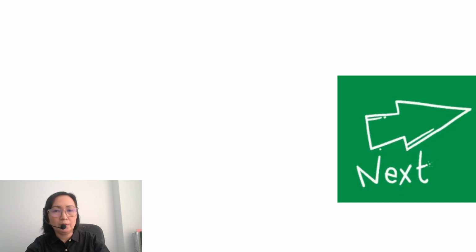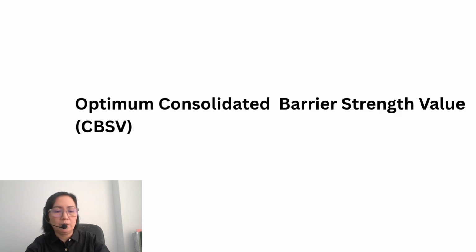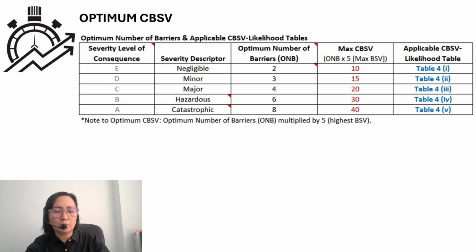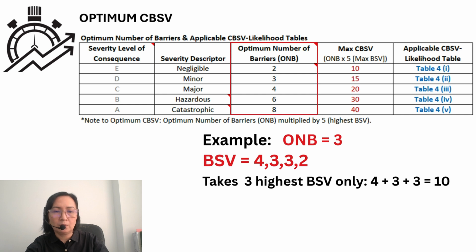Next, we talk about Optimum Consolidated Barrier Strength Value, CBSV. This is used when the number of barriers exceeds the recommended or optimum number of barriers, ONB, for a given risk level, from the optimum number of barriers and applicable CBSV likelihood tables. To calculate this, select only the highest BSVs equal to the ONB. For example, if the ONB is 3, you select the 3 highest BSVs. Example: 4, 3, 3, 2. The number of BSVs is 4, so choose the highest BSVs only, exclude the 2 as the less effective, and only calculate 4 plus 3 plus 3 equals 10.